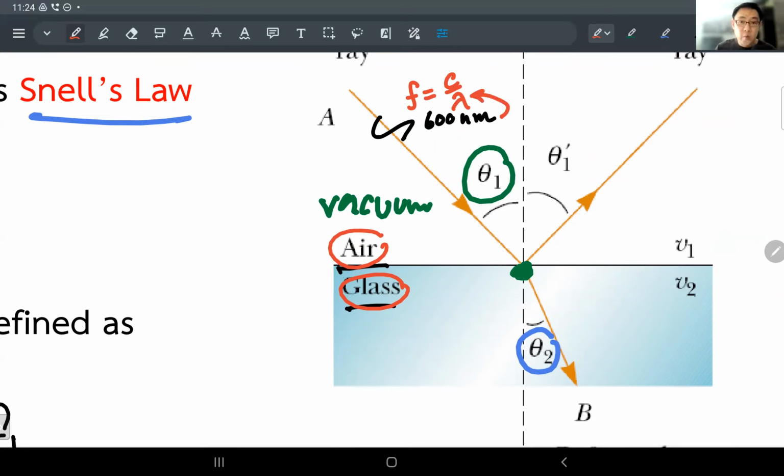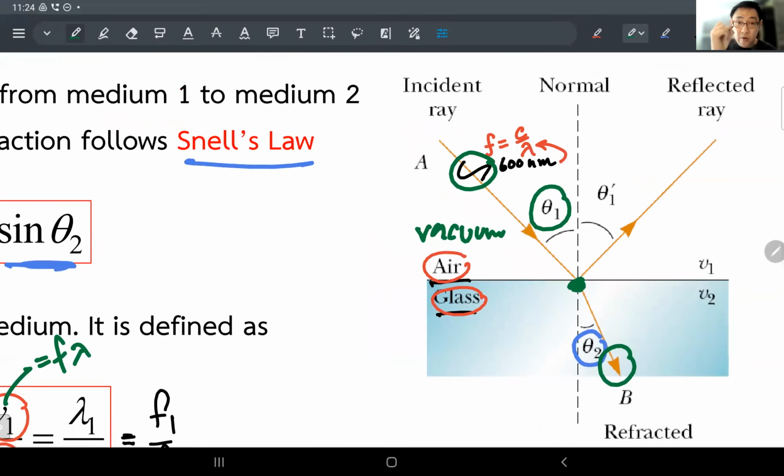Here's the key. Which one do you want to change when light gets into the second medium here? What will happen to this light when it gets into glass? Yeah, very good. Light always has the same frequency. Okay, here we go. What you're seeing over here is this. Think about this. Because light goes from air to glass, n has already changed, correct? The question is, what's changed?